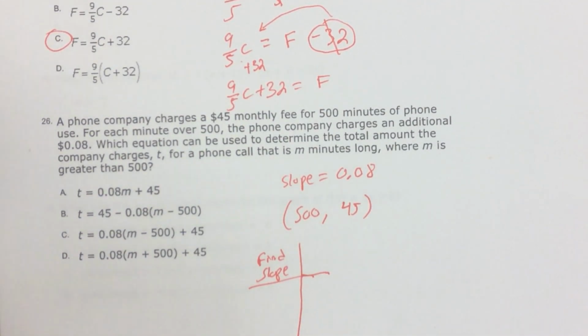Now, if it says they're charging you for the first hour, that doesn't count as the y-intercept. The first hour is the first hour. It's not the 0 hour, because remember, the y-intercept is the starting value. When you start, it's at 0, or the initial value. So you got to be very careful with that.